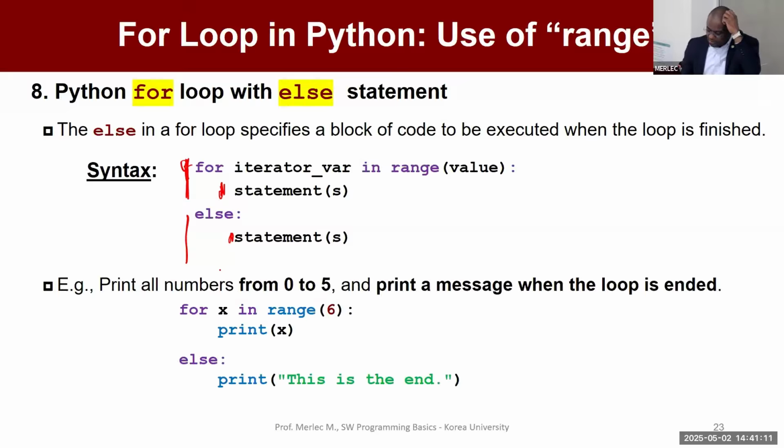To give you a sense of this case, let's print all the numbers from 0 to 5, and then print a message when the loop has ended. For that, the first part is similar to what we have seen, and then to acknowledge that the loop has been successfully terminated, we take the else and then we print this message. This is the role of this second part.